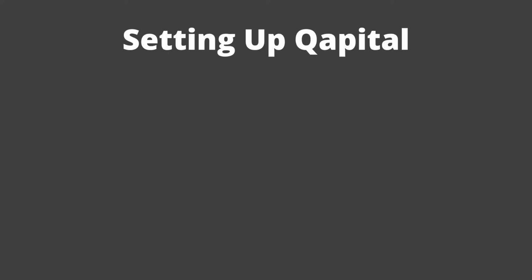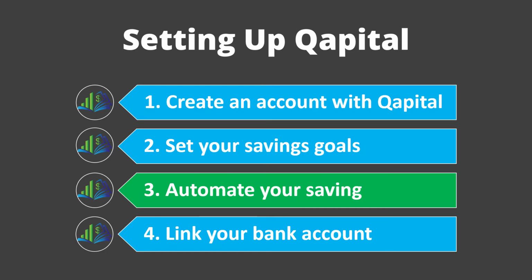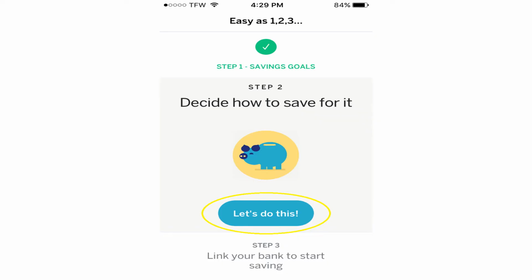The hard part about saving for most people is actually sticking to it. So the best part about Qapital is that it will do it for you automatically, so you don't even have to think about it or even worry about it. So step 3, now we're going to automate your savings in Qapital. Here's how it works. So back in Qapital, you're going to automate your savings by teaching Qapital how to save for you. What you're going to do is set up a rule or rules associated with saving. So tap Let's Do This.